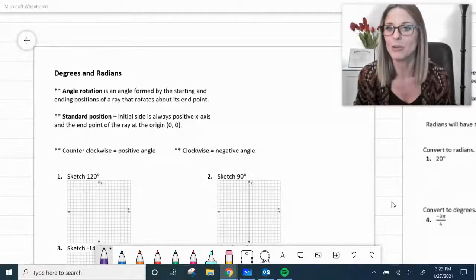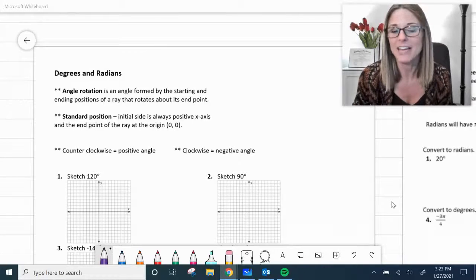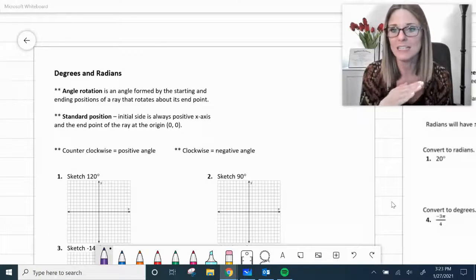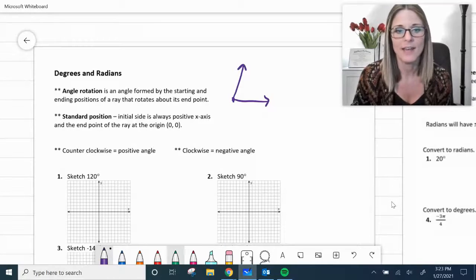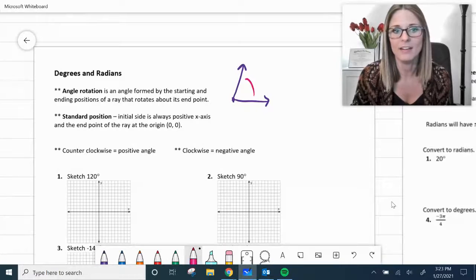First is angle rotation, and that is an angle that is formed by the starting and ending positions of a ray as it rotates about its endpoint. So let's talk about a ray. Remember, a ray has an endpoint and one arrow. Definition, good thing for ACT. So if I rotate it, now I have an angle rotation. Exactly like it sounds.